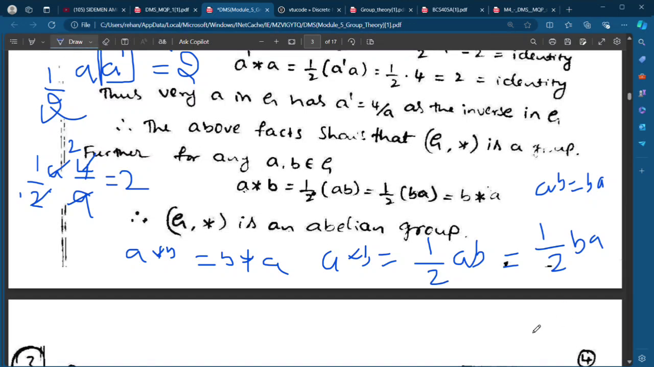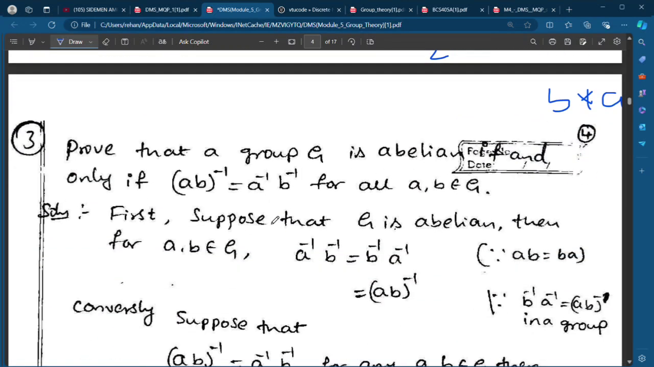This came by mistake, we don't want this. Now I can say that half into BA is equivalent to B * A. So I have proved that it is commutative also, therefore (G, *) is an abelian group. In the same way, prove that a group G is abelian if and only if (AB) inverse is equal to A inverse into B inverse for all A, B belonging to G.